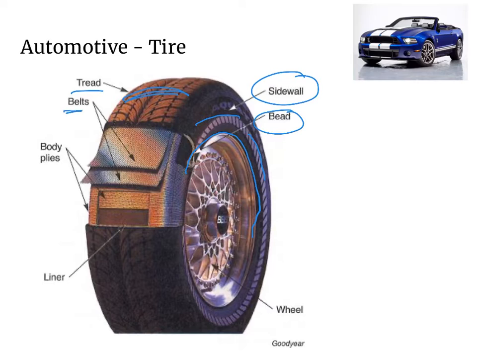We have belts that are used to strengthen the body of the tire. We have the body plies, which is basically rubberized fabric that is wrapped around the beads, which forms the body of the tire. And then we have the liner, which is a waterproof membrane on the inside of the plies, which makes the tire leak-proof.